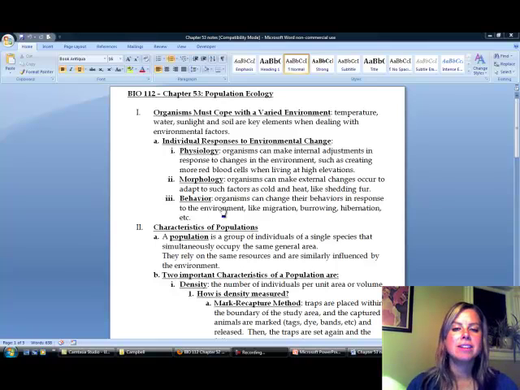And this last one is going to be behavioral responses to changes in the environment. If you think about it, there's a lot of things that organisms do when it gets cold. They can hibernate, they can fly south, they can burrow, they can do all sorts of things behaviorally like that.